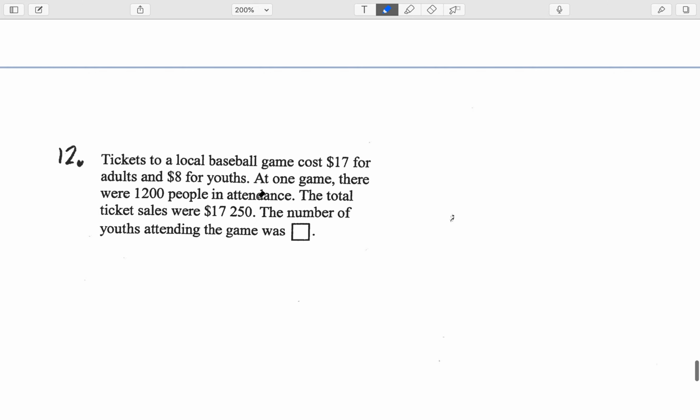Okay, is this the last one? This is the last one. Okay, a word problem. Here we go. Tickets to a local baseball game are $17 for adults, and $8 for youths. So I'm probably going to use A and Y. So at one game, there's 1,200 people, and the total ticket sales are this.